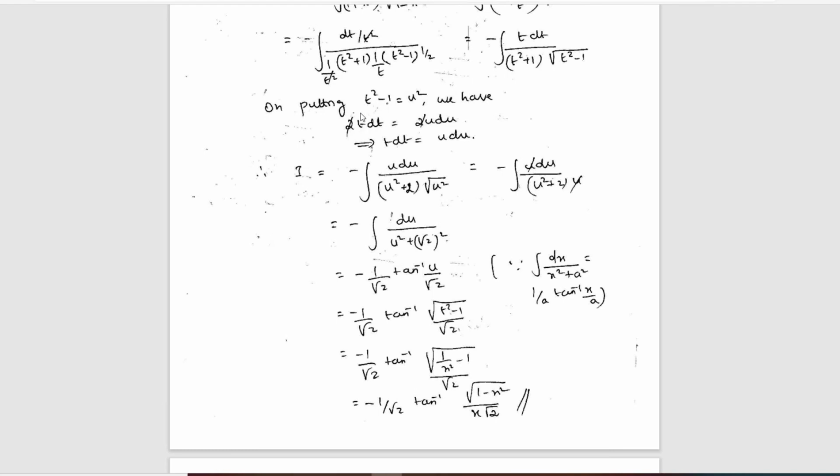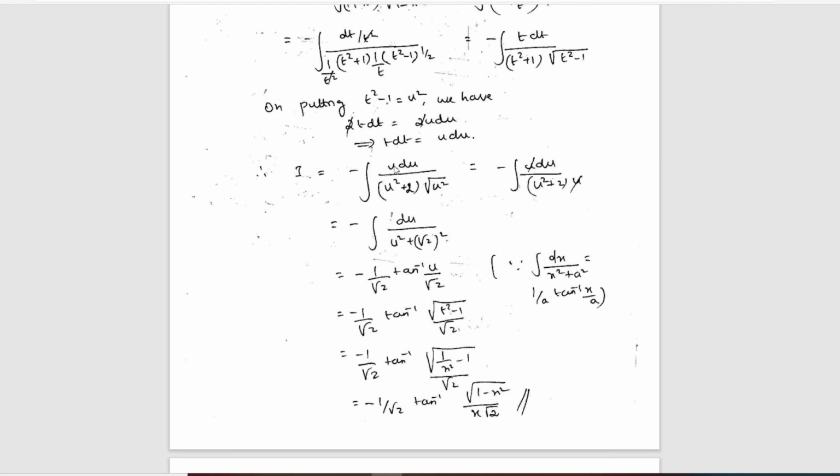If you differentiate, you'll get 2t dt on the left hand side, and the differentiation of u square is 2u du. Cancelling 2 on both sides, what is t dt? It is u du. Therefore, this t dt can be replaced by u du. Instead of t square minus 1 equal to u square, if you take t square minus 1 equal to u, then it will be complicated here. So take t square minus 1 as u square.